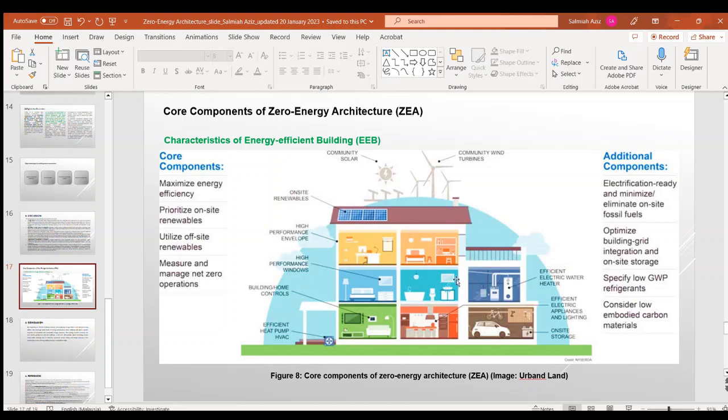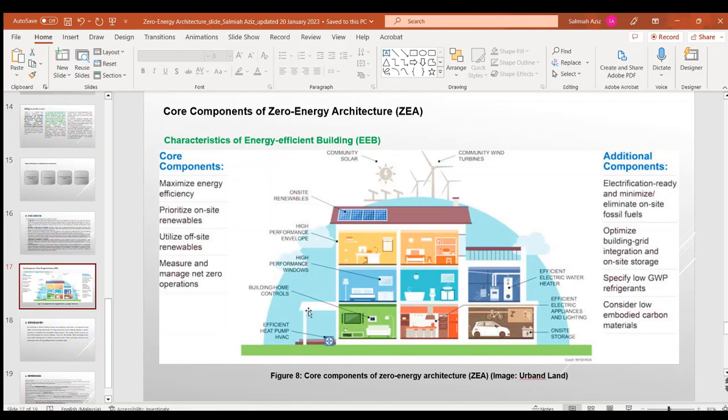So if you look at this figure, this is on-site renewables. Yeah, so it is recommended to use on-site renewables. I mean, in Malaysia, it is a trend to use solar panels and also other renewable energy sources, which are community solar and community wind turbines. Using high performance building envelopes, usually used for the column and also for the wall. High performance windows, so you use glass and other building material which is eco-friendly.